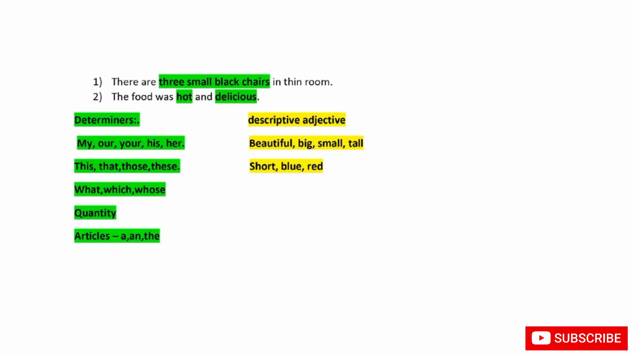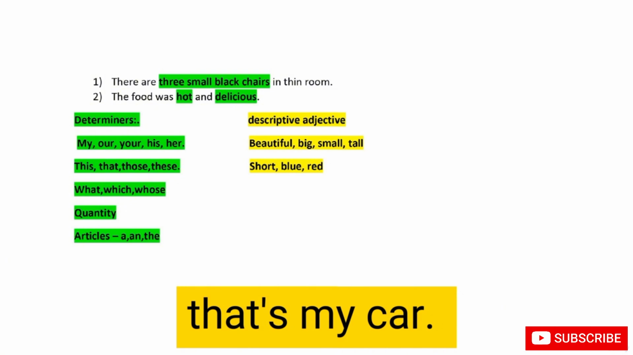So what are determiners then? Well, determiners are a small group of grammar words that act as adjectives. Words like my, our, your, his, her, etc. are determiners. When I say, that's my car, for example, the word my shows that I'm not talking about any car. I'm talking about one particular car, my car. So the word my acts as an adjective by giving information about the noun car.